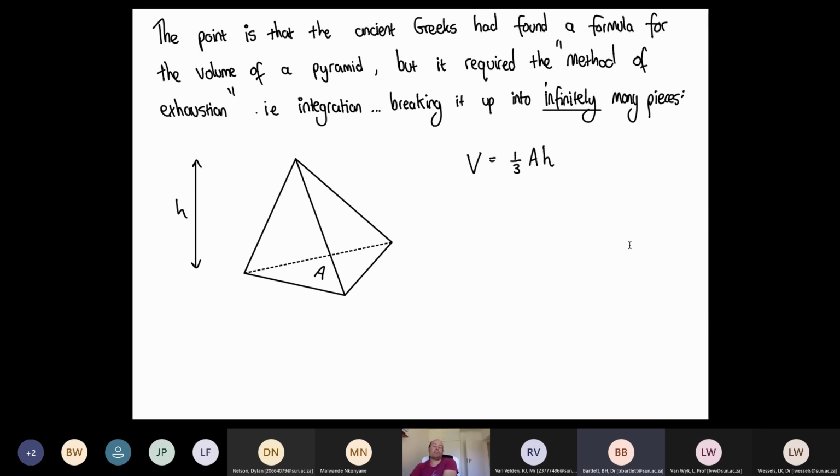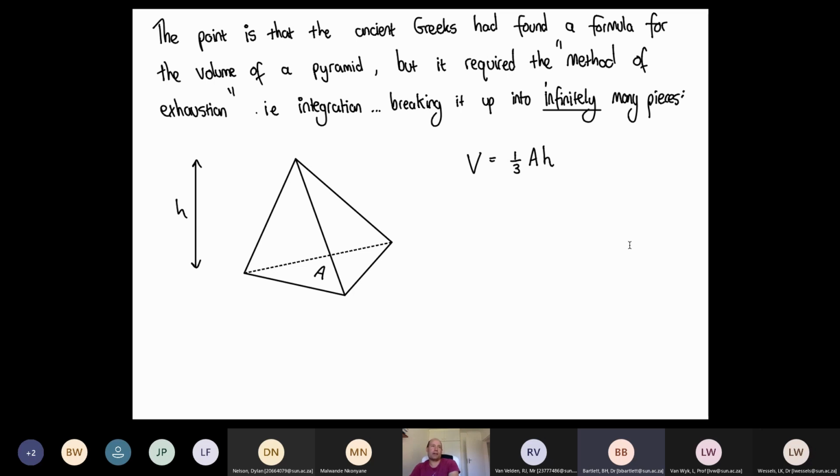So the formula for the volume of a pyramid, as you know, is if you know the area of the base, and you know the height of the pyramid, then the volume is just a third AH. So the Greeks had this formula. So they could calculate the volume of the pyramids in Egypt, for example. Now, how do you prove this formula, though? And the way that they proved it was by the method of exhaustion. And this is the issue that Gauss had. It seems like an elementary proof. You'd like to be able to prove it using finite mathematics.